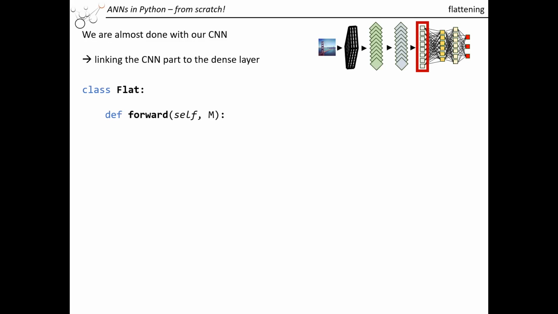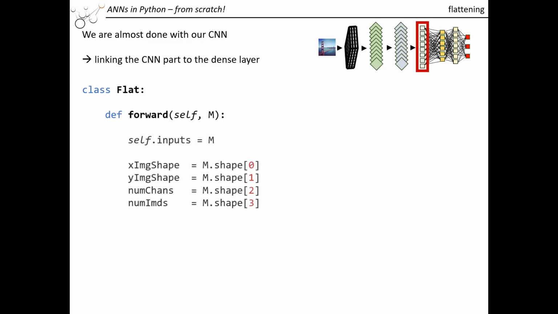And we want to add a forward part, and the forward part is rather simple. So we take our matrix M, and then of course we have to determine the shape of the matrix, as we did many times before. So again, X and Y are the image coordinates, then we have the number of channels, and at the end the number of images, so everything in one matrix. We want to save the input M just to make sure that everything works correctly.